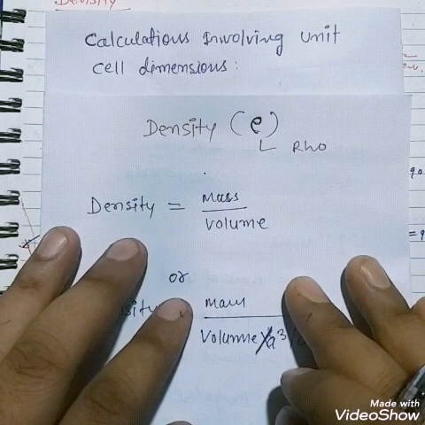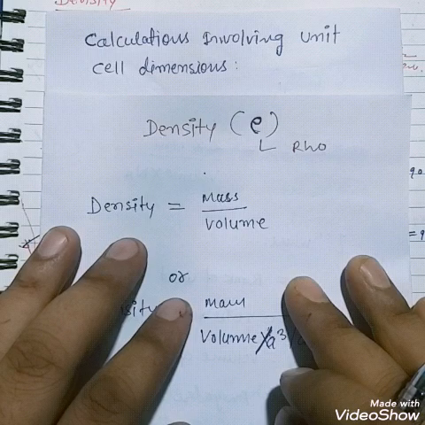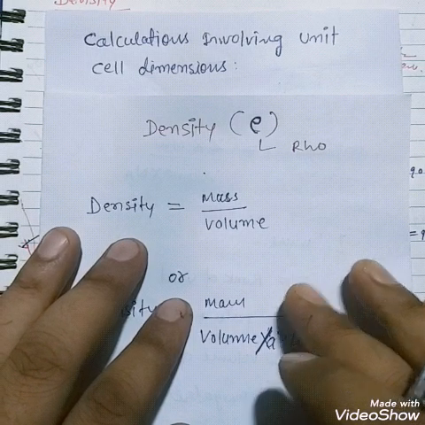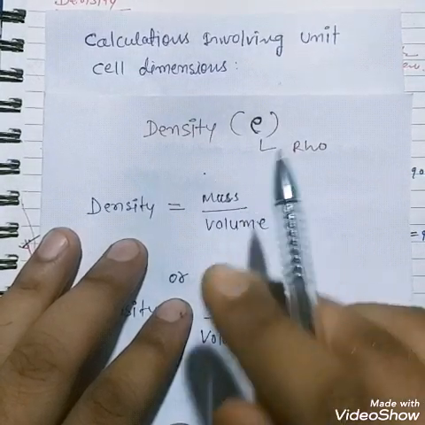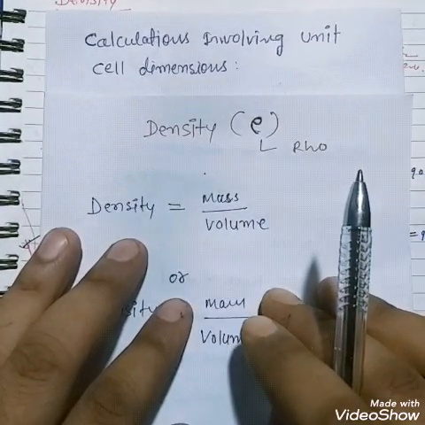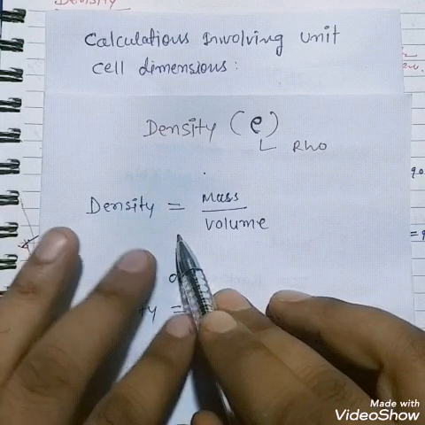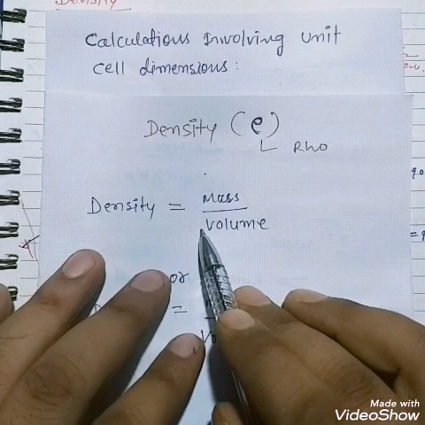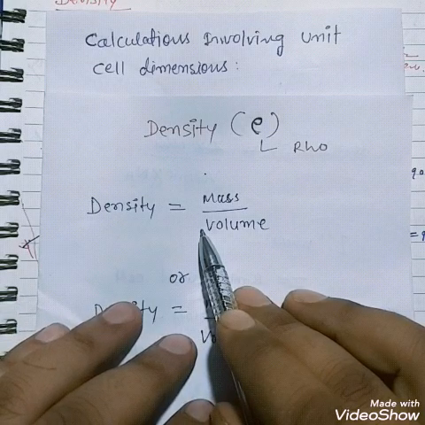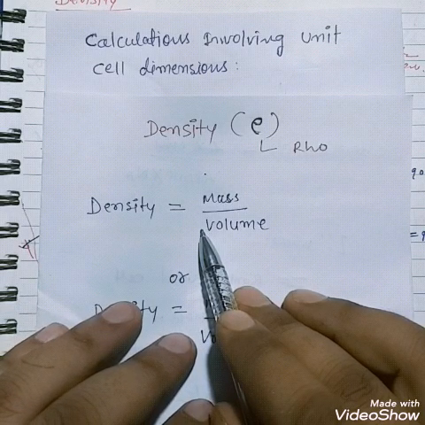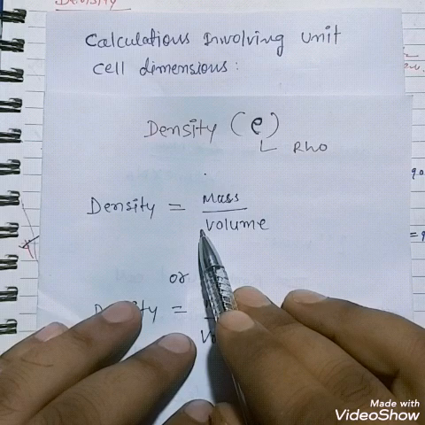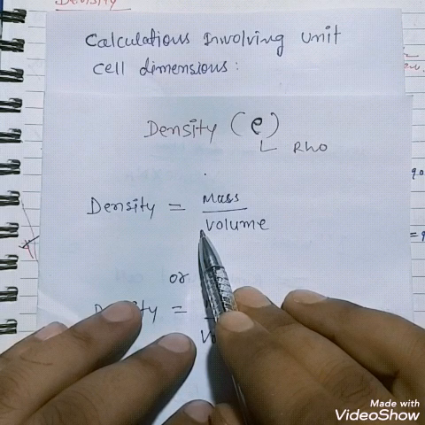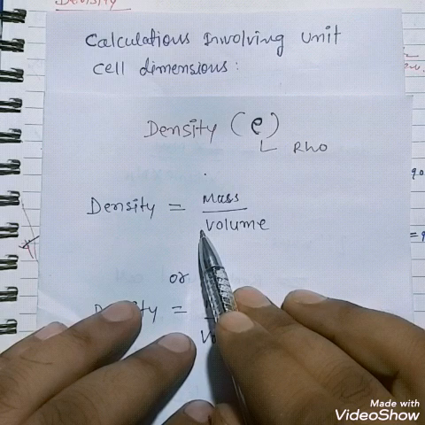In this topic, I am going to discuss calculations involving unit cell dimensions, which is known as density. Before the topic we are going to discuss, I want to tell you some general aspects of density. Density means compactness. Now, what about compactness? In the previous video I told you, students.